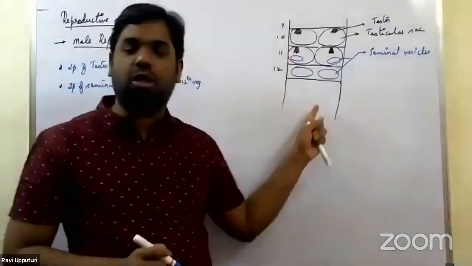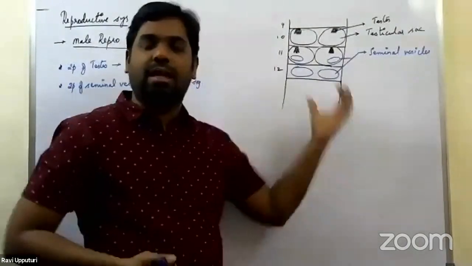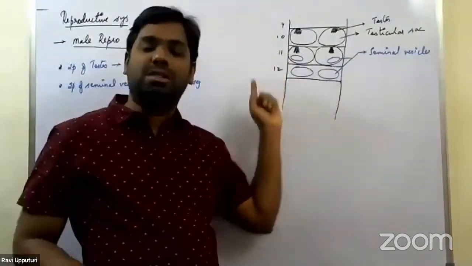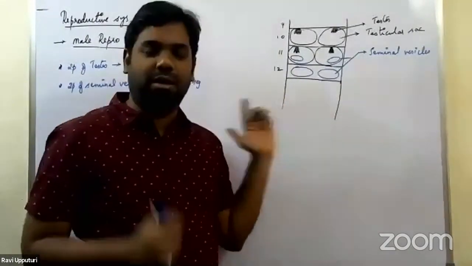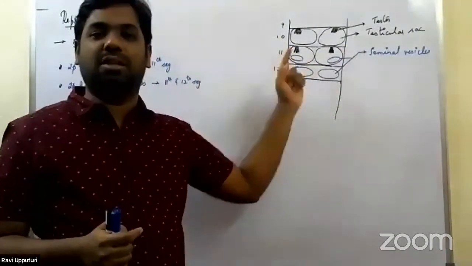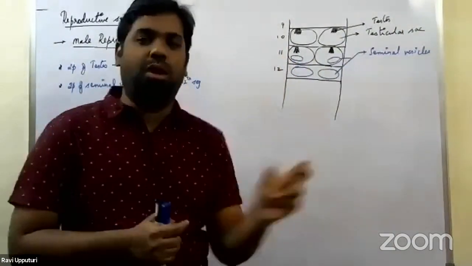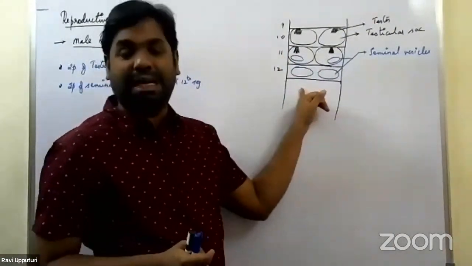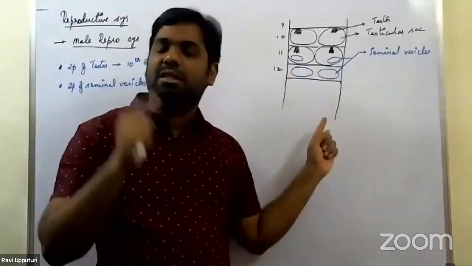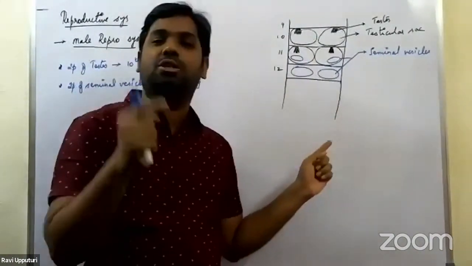Now again, if you look at the structure, we can identify that the seminal vesicles present in the 11th segment are smaller compared to the seminal vesicles present in the 12th segment. The reason is that in the 11th segment, testicular sacs are present, as a result of which the seminal vesicle is smaller, while in the 12th segment it is a larger structure.